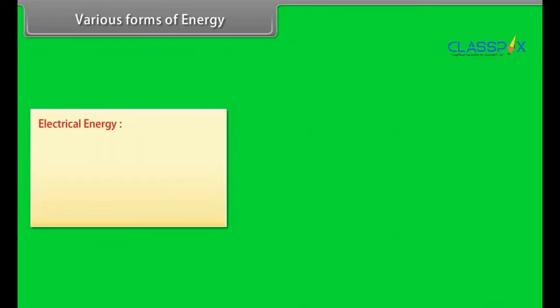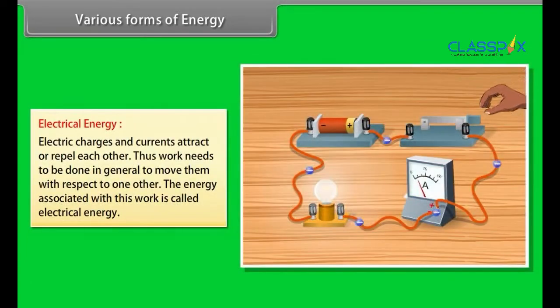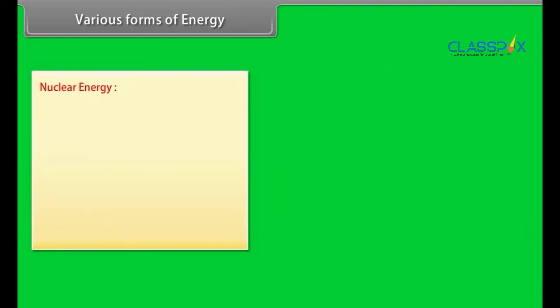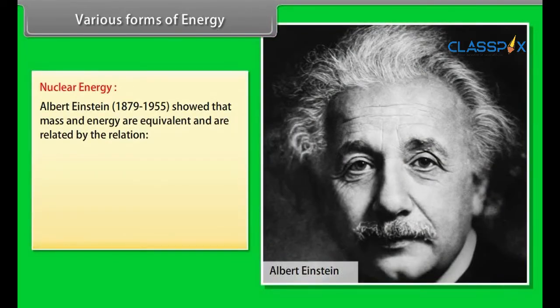absorbed. Electrical energy. Electric charges and currents attract or repel each other. Thus, work needs to be done in general to move them with respect to one another. The energy associated with this work is called electrical energy. Nuclear energy. Albert Einstein, 1879 to 1955, showed that mass and energy are equivalent and are related by the relation E equals mc squared, where c is the speed of light in vacuum.